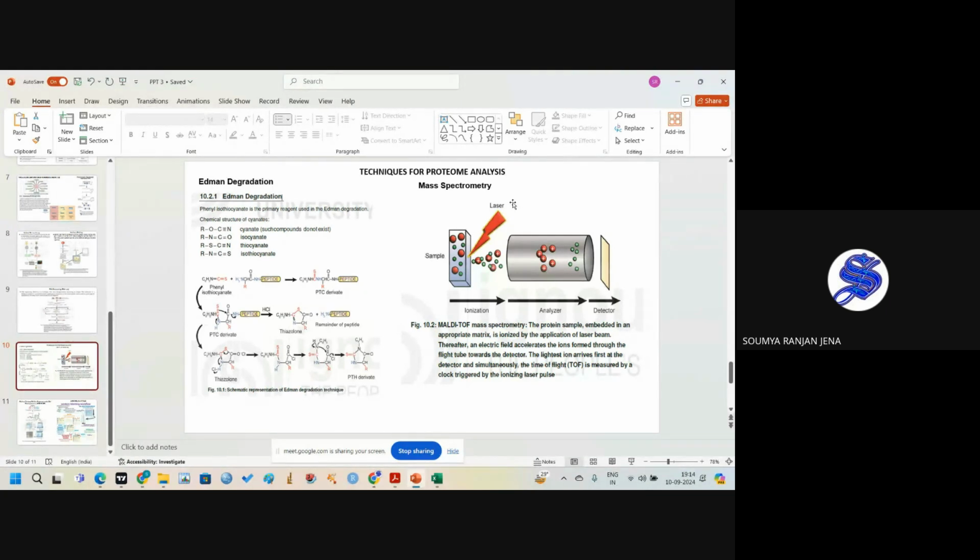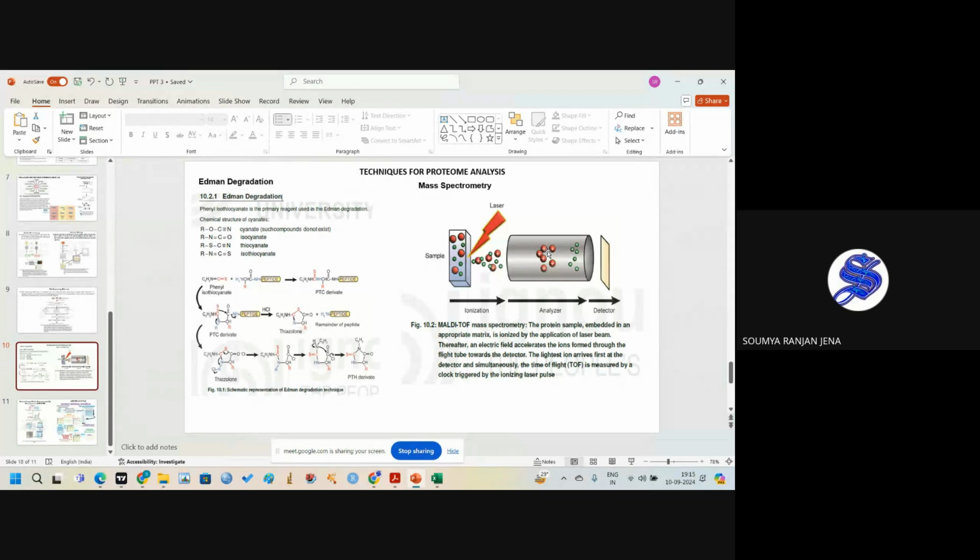If we go to the mass spectroscopy determination, in mass spectroscopy determination, we can determine the mass of the peptides or proteins. In this mass spectroscopy determination, here is the sample. This sample contains different sized amino acid residues or peptide or protein residues, and this laser disrupts to form charged particles, and these charged particles pass through an analyzer, that is called TOF, the time of flight.